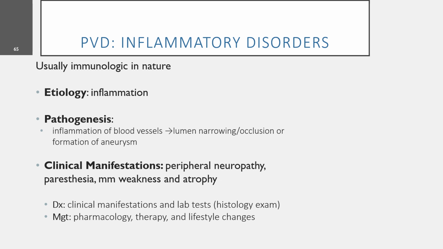The etiology is autoimmune disorders and infections or drug reactions that trigger an immune response. The pathogenesis includes vessel wall inflammation that leads to edema and necrosis, luminal narrowing or occlusion due to thrombus formation, fibrosis and scarring of the vessel wall, and aneurysm formation from weakened vessel walls as well.